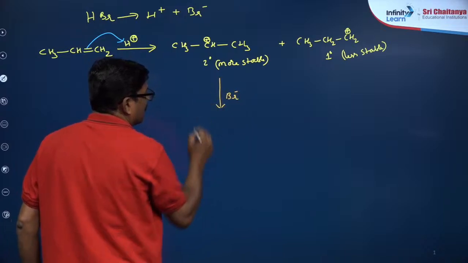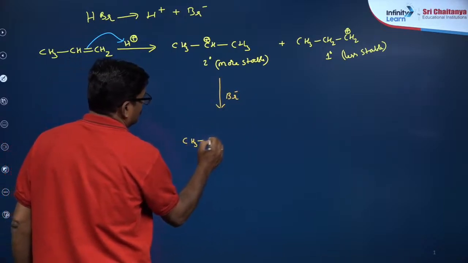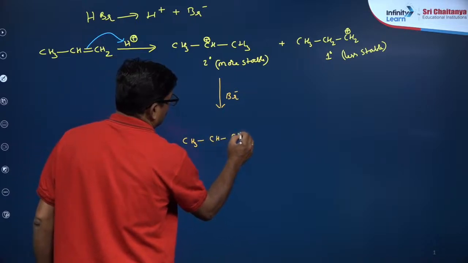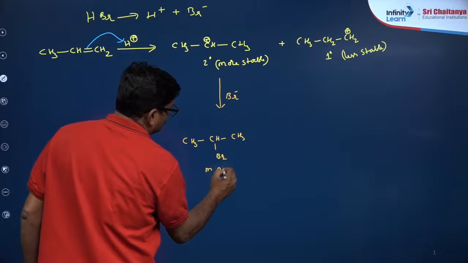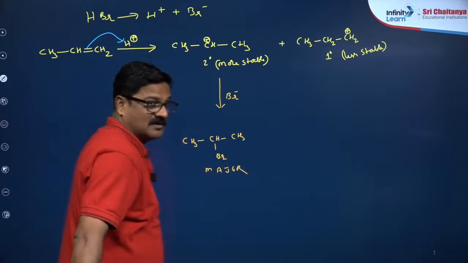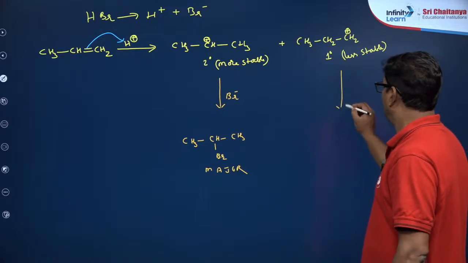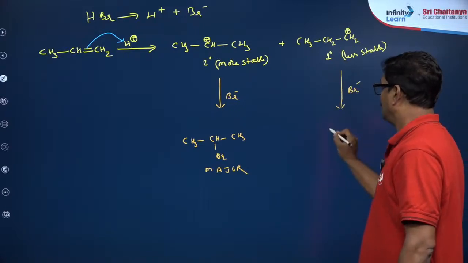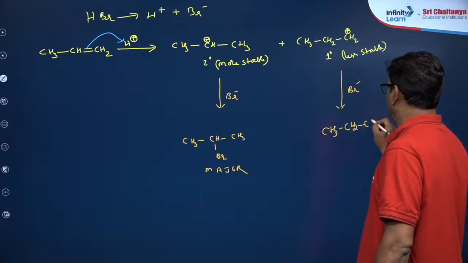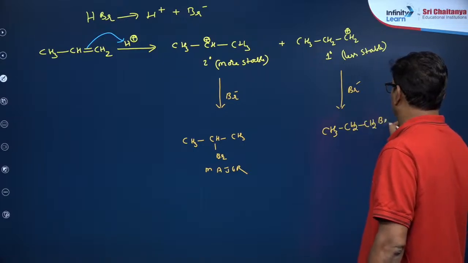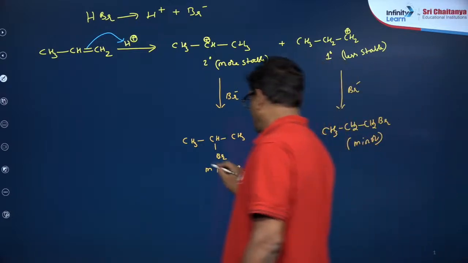So Br minus attacks here. So that is CH3, CH, CH3 and Br. So this is the major product. Whereas with the secondary, it is correct. Now Br minus, you are going to get CH3, CH2, CH2 and Br. So this is going to be the minor product. Fine. This is the major product.